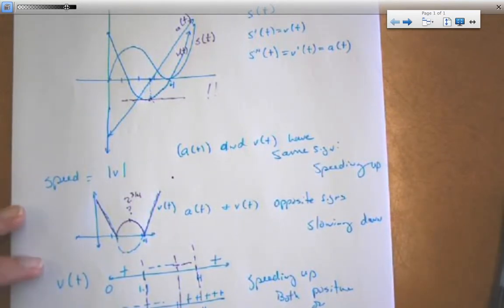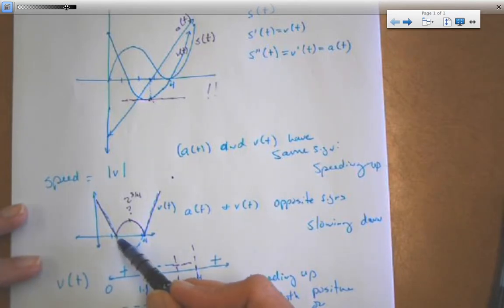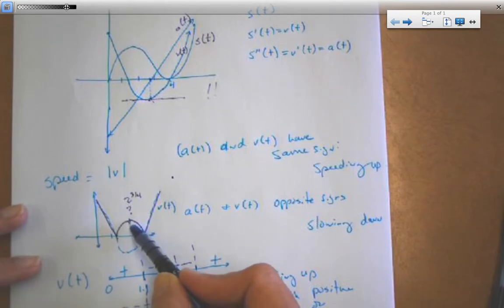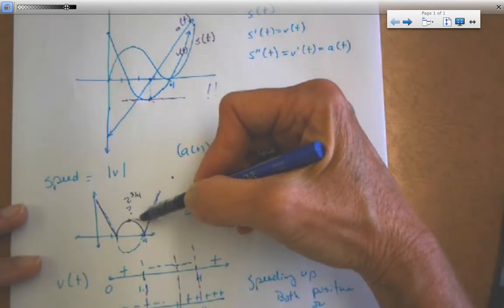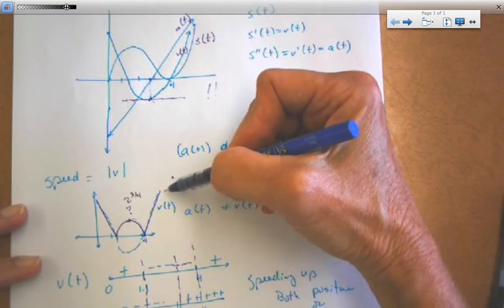So notice that the speed is decreasing from here to 1.1 because velocity is decreasing in value. The magnitude is getting smaller, so it's slowing down from 0 to 1.1. Then the magnitude is getting a bigger value, so it's increasing speed. It's speeding up from 1.1 to 2 3/4. Then it slows down again from 2 3/4 to 4, and then it speeds up again.